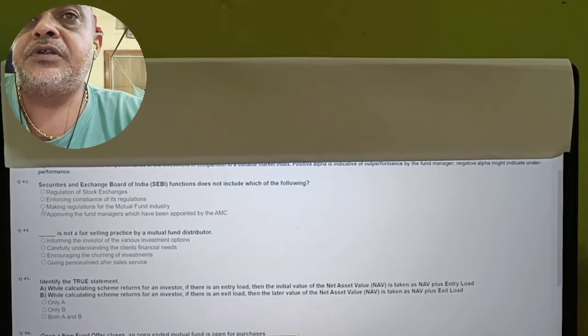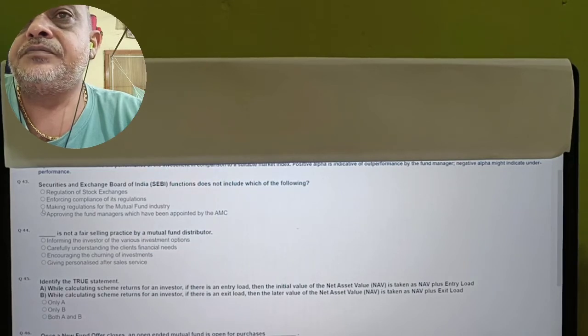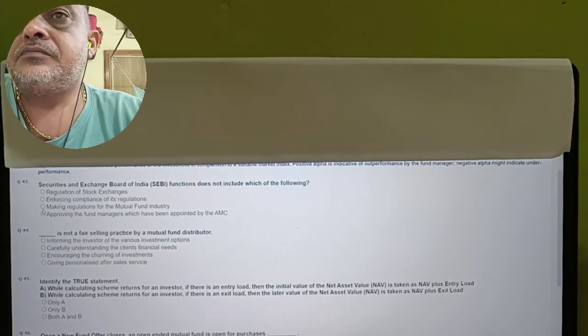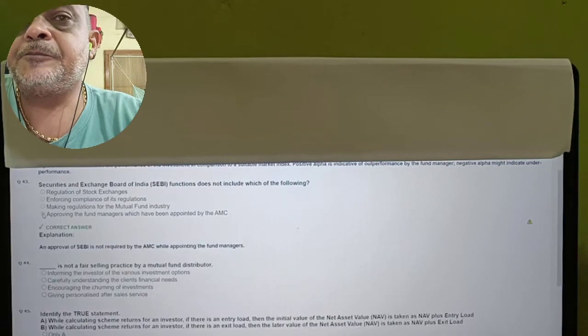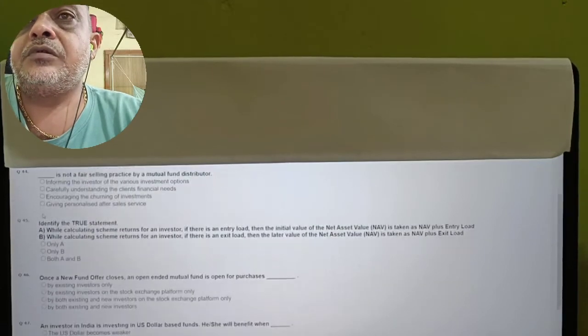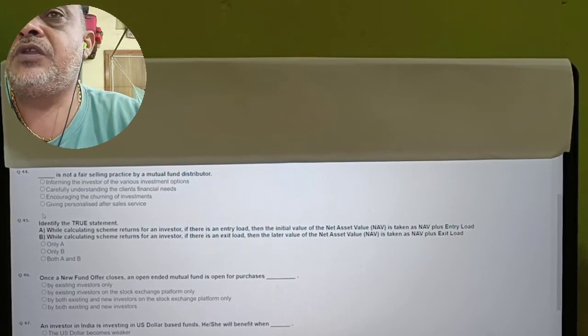Securities and Exchange Board of India functions do not include which of the following? Approving the fund manager, which has to be appointed by AMC. Churning is not a fair selling practice by a mutual fund distributor, encouraging churning of investment.